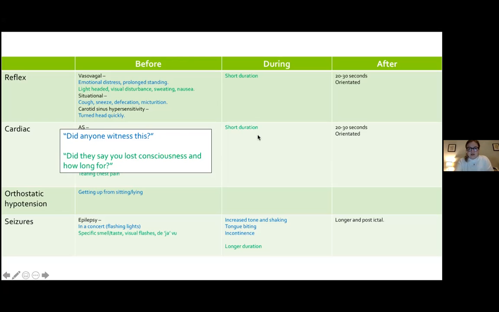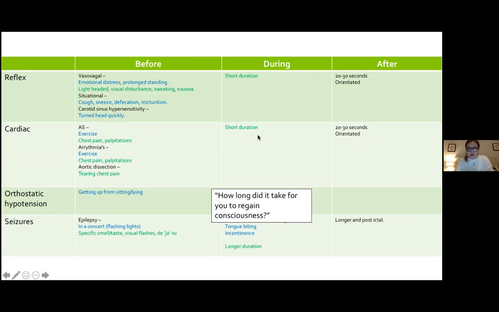Then once you've asked about what happened during it, you need to ask how long it took for them to regain consciousness. A shorter time is indicative of reflex and cardiac causes, and they will be more orientated. A longer time and confusion after the episode is more indicative of seizure. And then after I've done all of this, so you've done a really good history asking about the events, what I like to do is check for any injuries. So, did you hit your head whilst you fell to the floor?